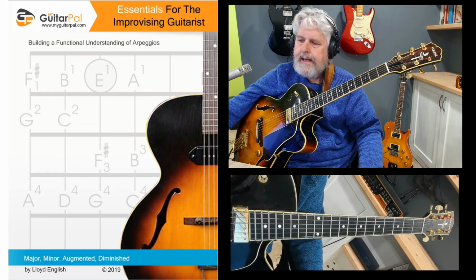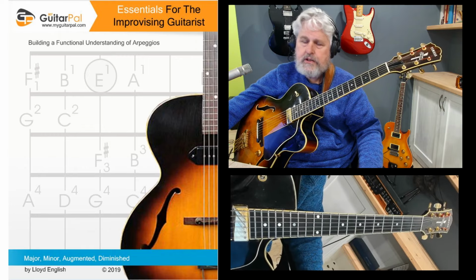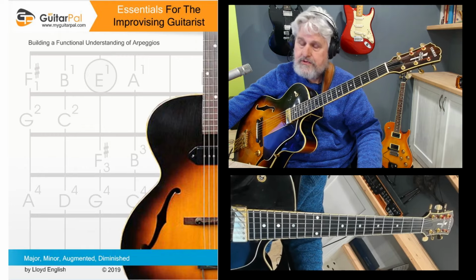Okay, that is about it for this one. Chord progression, numbering, and function. Think of tension and resolution as well.